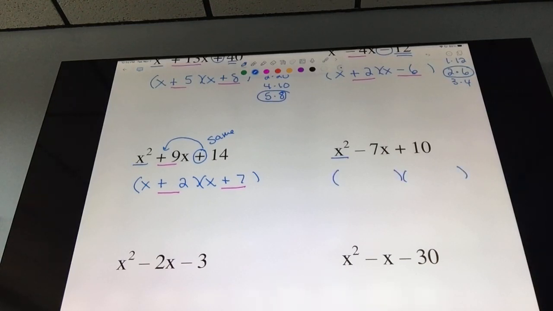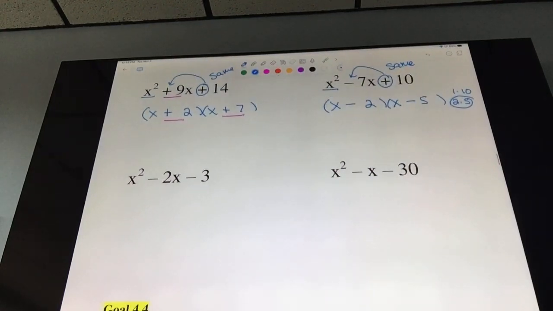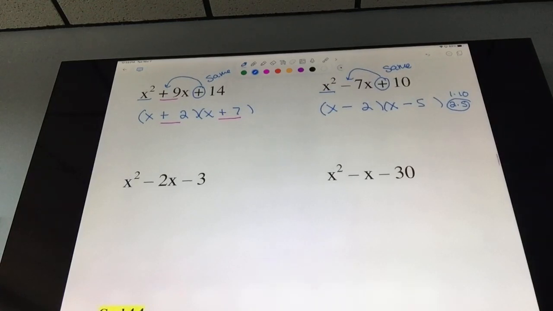All right, x squared, x times x. Plus at the end means same. And we know what they are by looking at the middle. So minus, minus. And then 10 has just 2 options. 1 times 10, 2 times 5. And I want to get the 7. So it's the 2 and 5. And it doesn't matter if I write 2 and then 5 or 5 and then 2. They're both on the minuses, so it doesn't matter. And then again, they should add to give you the middle term.